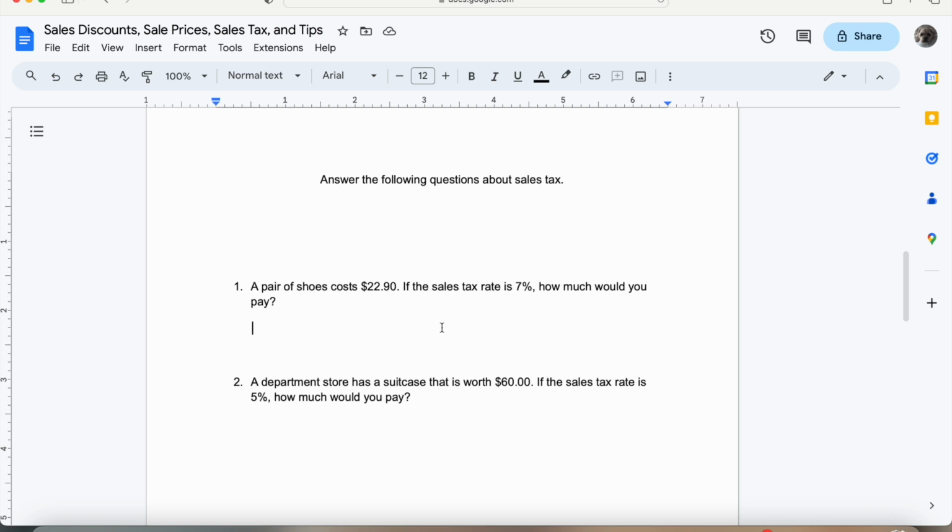So the sales tax is $1.60 and the total cost is $24.50.